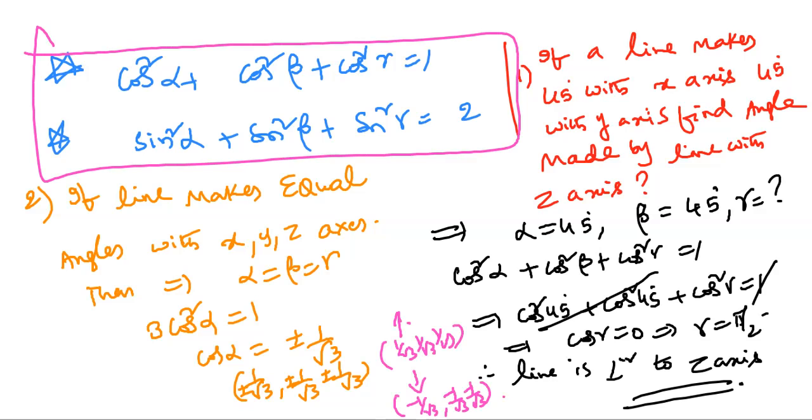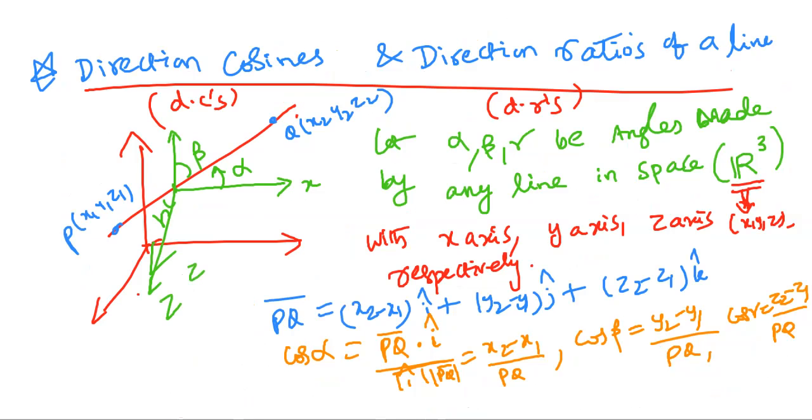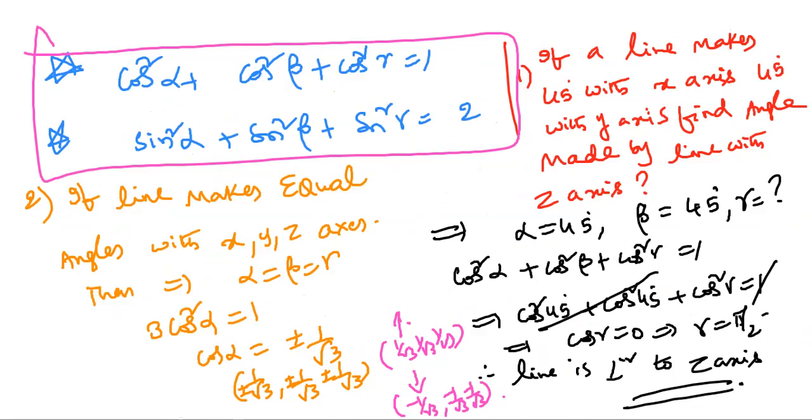What do we know about them? First of all, if a line makes an angle alpha with the x-axis, beta with the y-axis, gamma with the z-axis, then cos square alpha plus cos square beta plus cos square gamma is 1, and the triplet cos alpha, cos beta, cos gamma is known as the direction cosines of the line, and it is a unit vector. Since you have given it as a unit vector, this is the line, for example, and you know that the unit vector is represented by cos alpha, cos beta, cos gamma along the direction of this particular line.